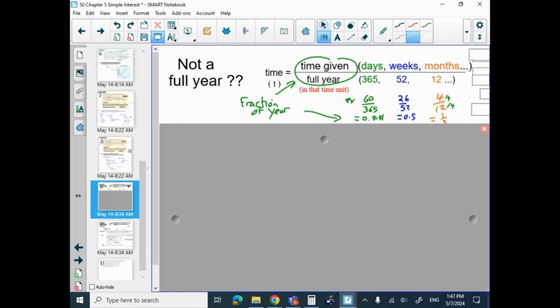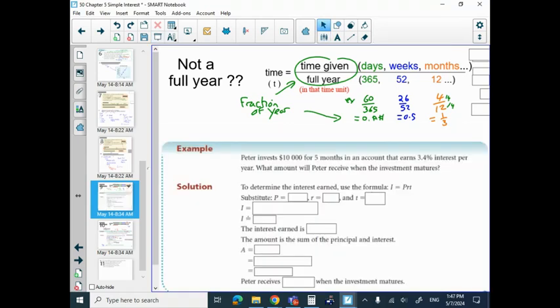Which should make sense, right? 0.33 would be your fraction of a year. So that would just be what goes in as your t value. Okay, so each one of these would have been your t. It would have been t equals that for 60 days, t equals this for 26 weeks, and t equals 0.33 for 4 months. Sorry.